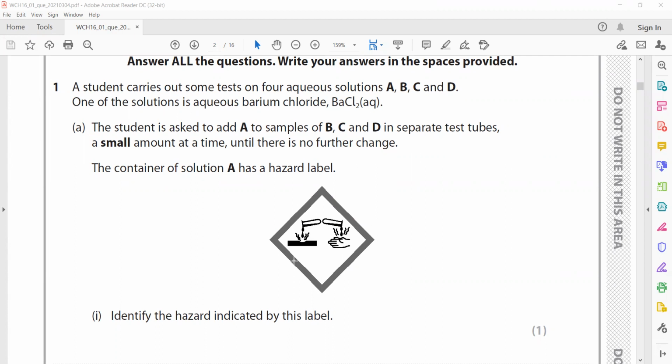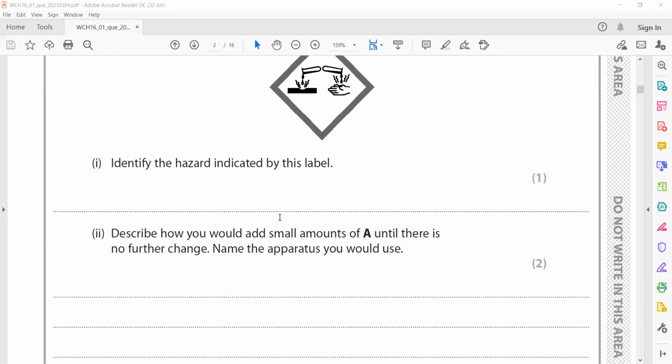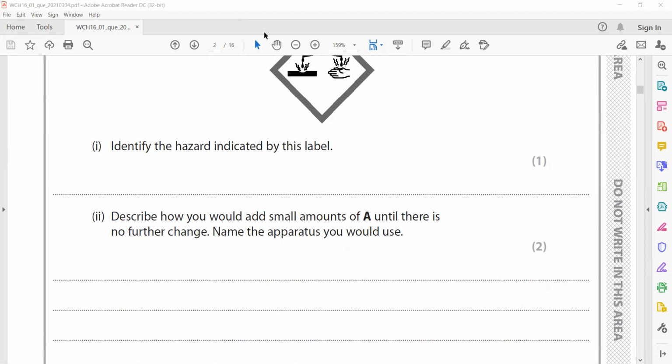So what does it mean? This is a sign normally used for acids, which are corrosive. So what does this label show? It shows it is corrosive. Describe how you would add a small quantity. For a corrosive liquid, we normally use a dropper or a teat pipette, and we add drop by drop.